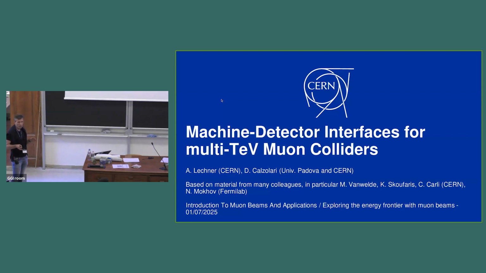I'm not so much speaking about lower energy muon colliders. As you know, in the past, there were also studies for Higgs factors at lower energies, but really the focus here is on multi-TeV muon colliders.